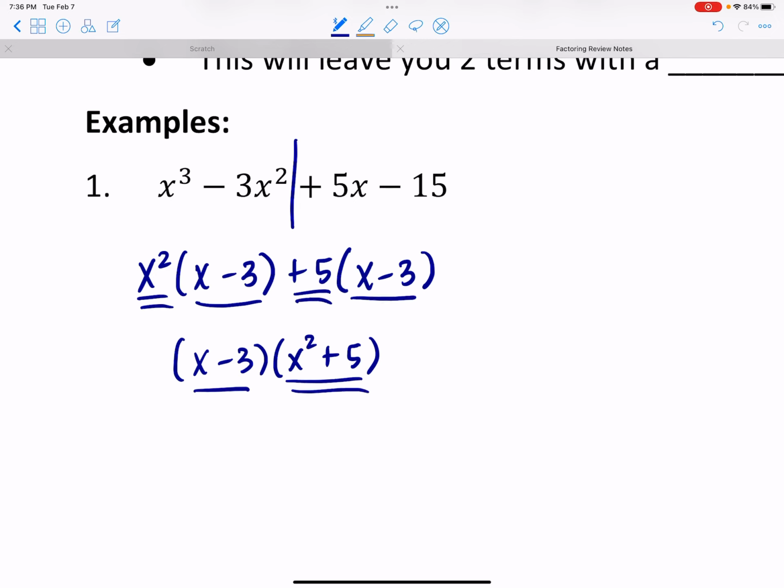And there we did it. We took our one polynomial and rewrote it as a product of 2. Again, if I was to multiply out these 2 binomials, I'm going to get back to these 4 terms that I started with. It's kind of a nice feature of factoring, as we could check our work by multiplying.